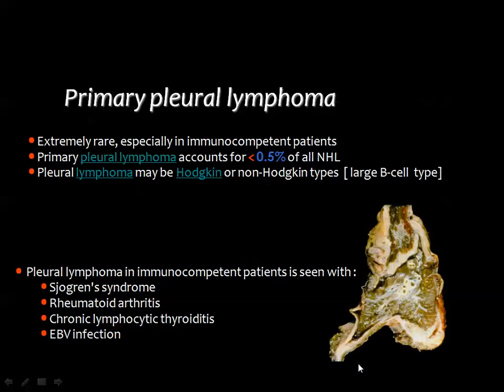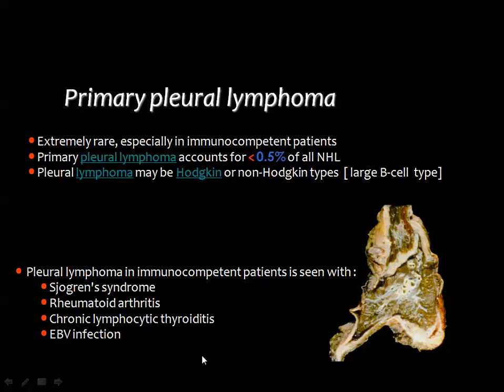Primary pleural lymphoma is extremely rare, and primary pleural lymphoma is less than 0.5% of all non-Hodgkin lymphomas. The pleural lymphoma may be of the Hodgkin type or the non-Hodgkin type, and these are the predisposing factors, including Sjogren disease, rheumatoid arthritis, chronic lymphocytic thyroiditis, and Epstein-Barr virus infection.